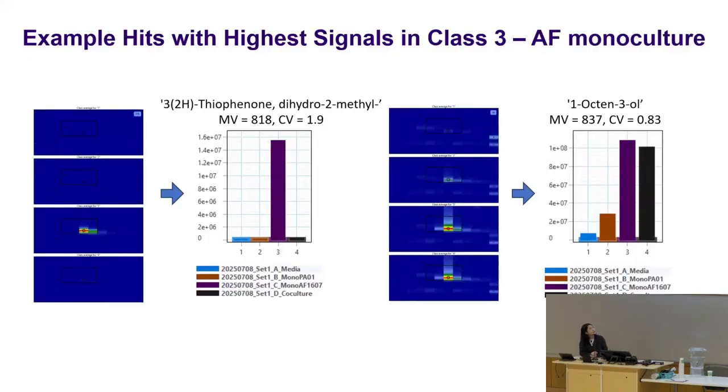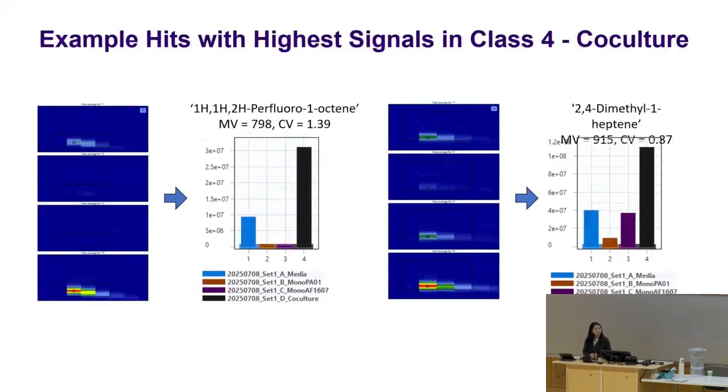And here are another 2 example hits with high signal in our AF monoculture. This one is actually 1-octen-3-ol with a quite high match value, about 800. So we referenced and confirmed this analyte is a known volatile produced by the AF monoculture. So it's a validation check for our data analysis and identification. And here are the last 2 example hits with high signals in the co-culture.